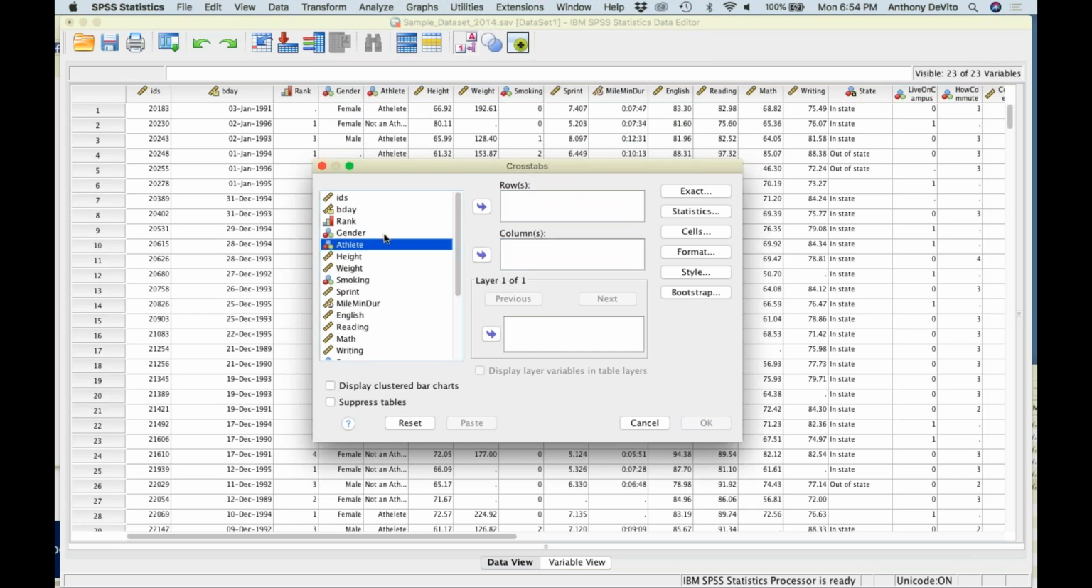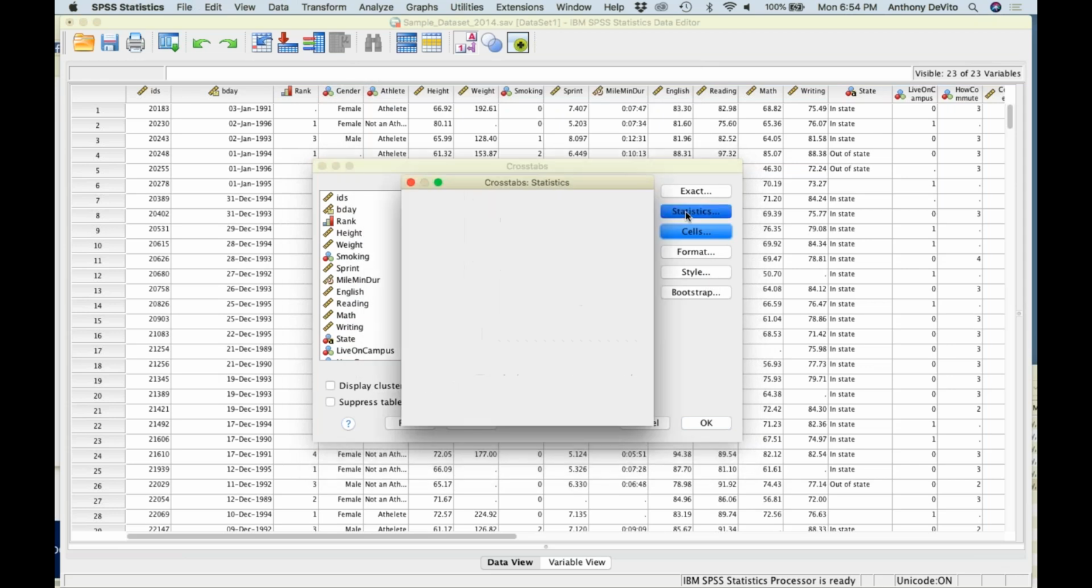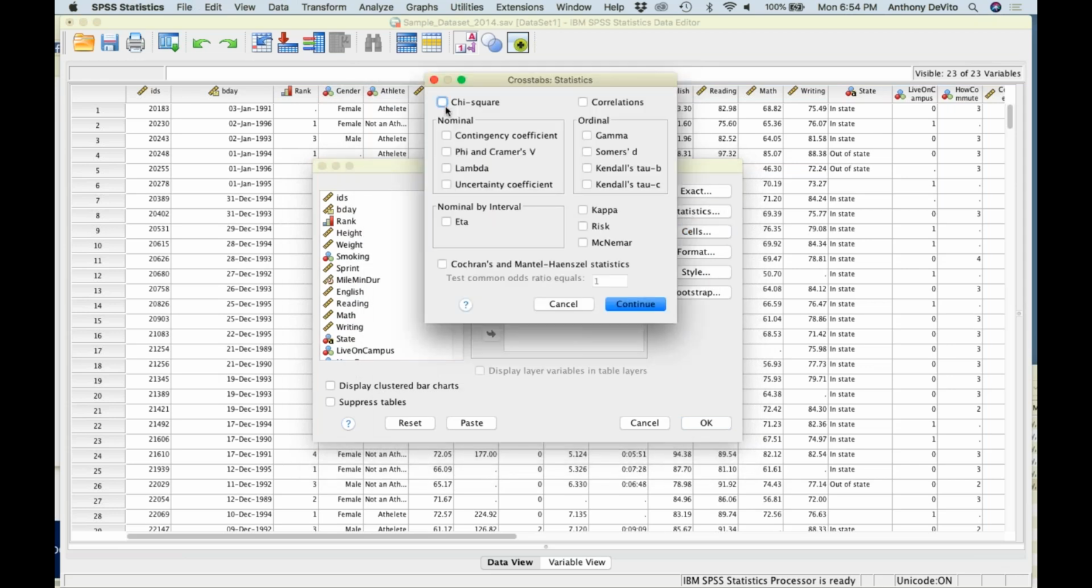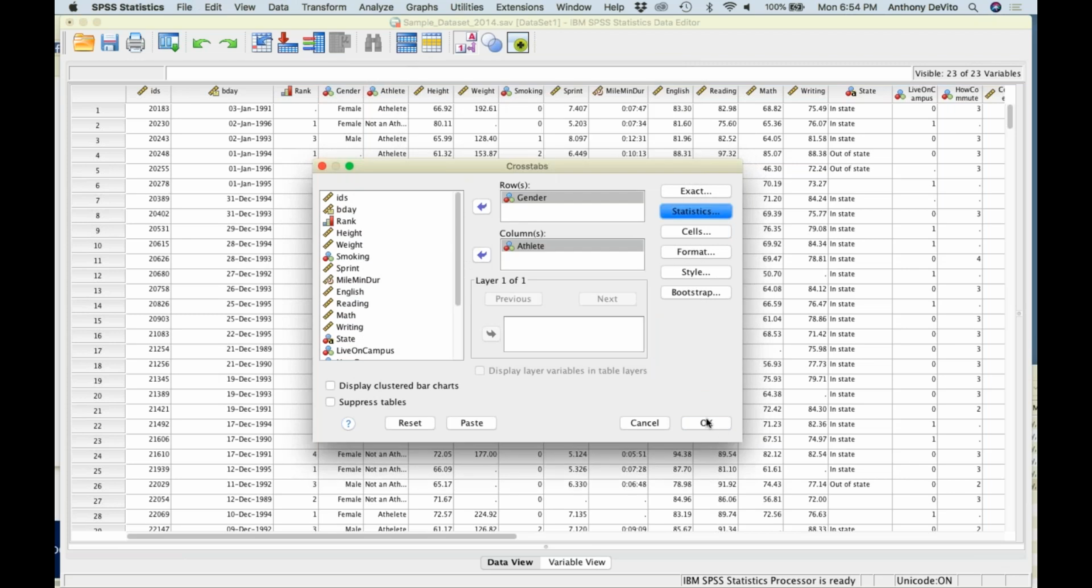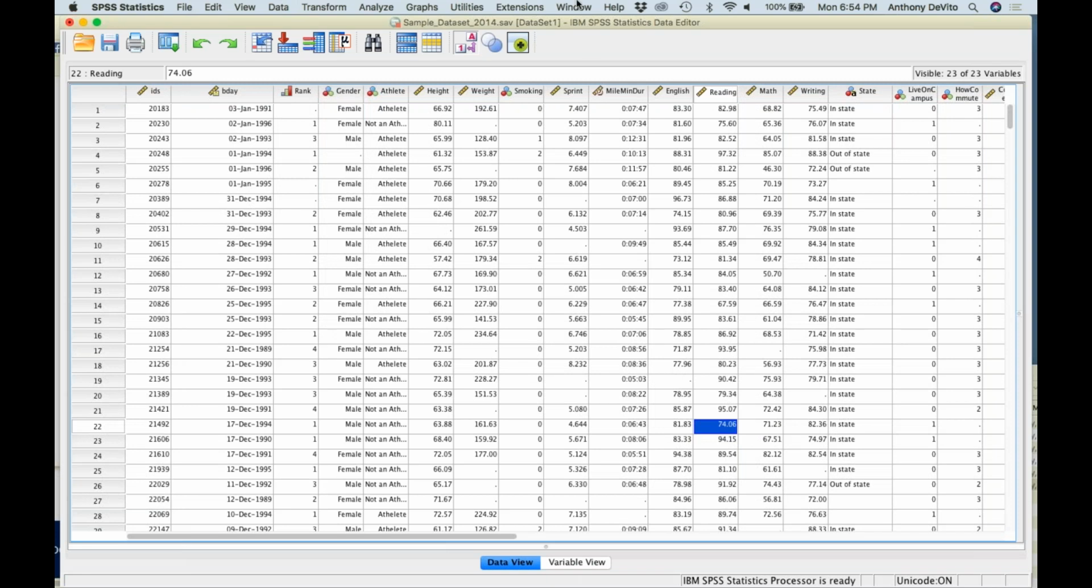So in the rows, I'm going to put in gender. The rows are going to represent female and male, top and bottom row. And athlete, whether or not you're an athlete, is going to be represented by the columns. First column, you're an athlete. Second column, you're not an athlete. And I'm going to click OK. First I'm going to make sure that all I'm calculating here is my observed values. And this is going to organize this into my observed values.